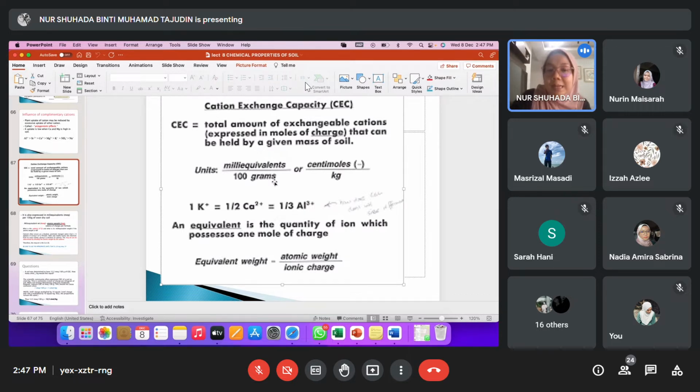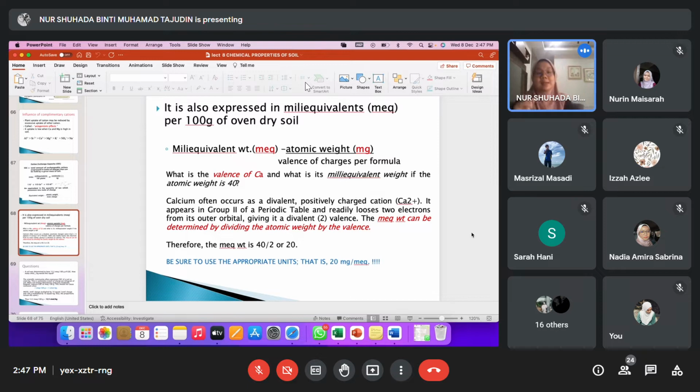Okay, so milliequivalent equals 100 mg over ionic charge, berapa? 1. Meaning that one charge can carry, for example, 10 MEQ. Okay, faham? Okay, tak faham lagi kan? Okay, kejap lagi calculation mesti you faham.